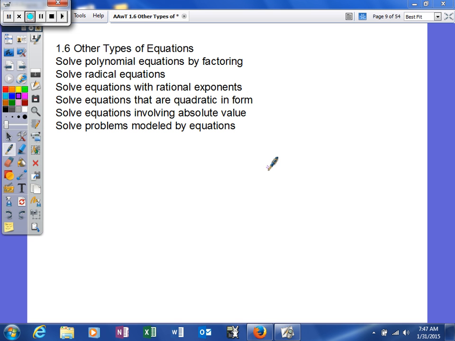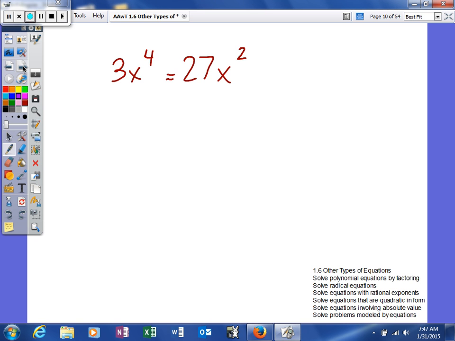Then radical equations, equations with rational exponents, equations that are quadratic in form, equations involving absolute value, and problems modeled by equations. So we're going to look at solving polynomial equations first by factoring. So here's our first example. What we'd love to do is we would love to be able to solve for x.